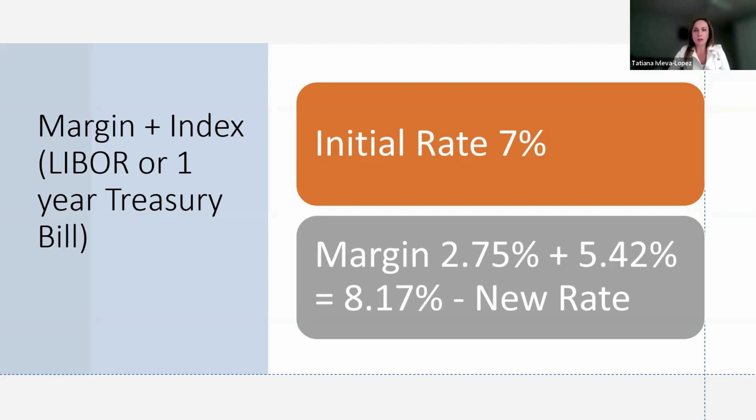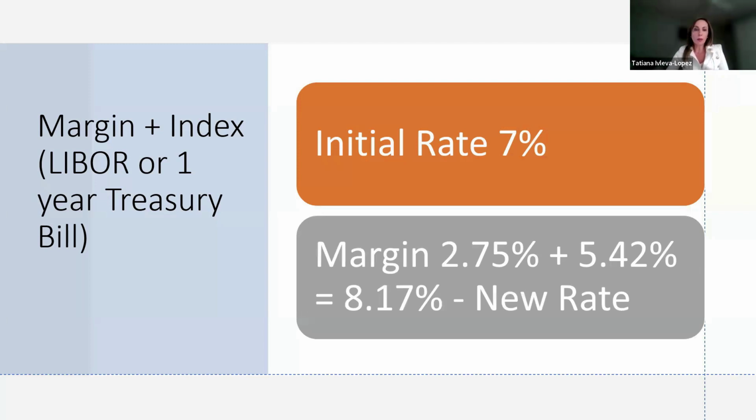So let's say the initial rate is 7%, which is more realistic than the 5 that they gave before. Margin 2.75%. Let's say my rate is about to adjust and I want to know how high it's going to go. Of course, the bank will send you information about it, but you want to be prepared. You want to have an idea. Then you look at today's LIBOR, which is 5.42%. You combine margin plus LIBOR and you get 8.17%. That would be your new rate.